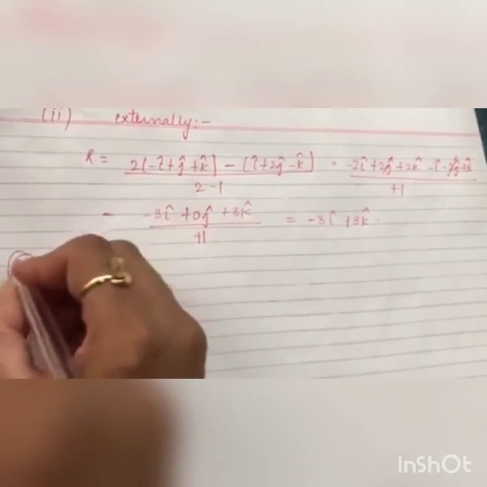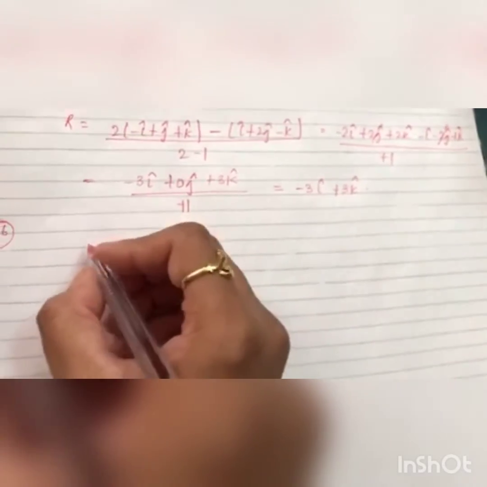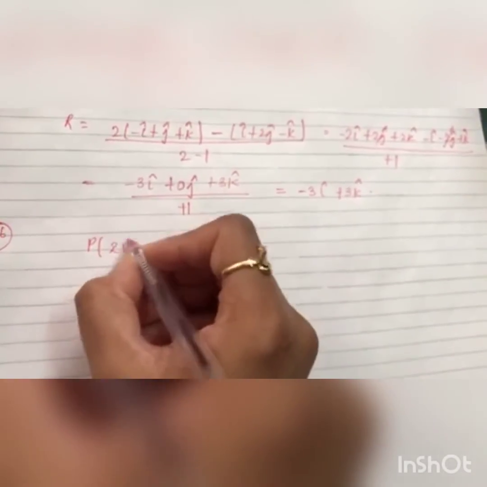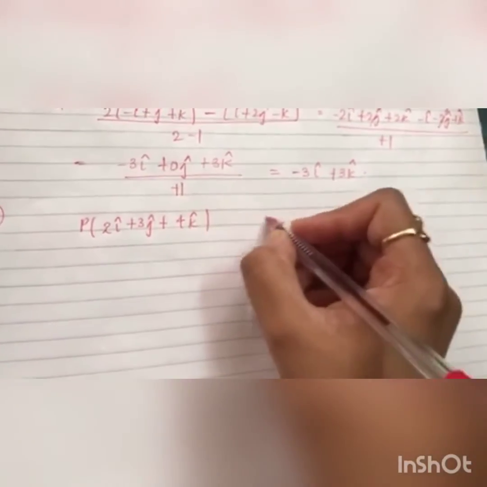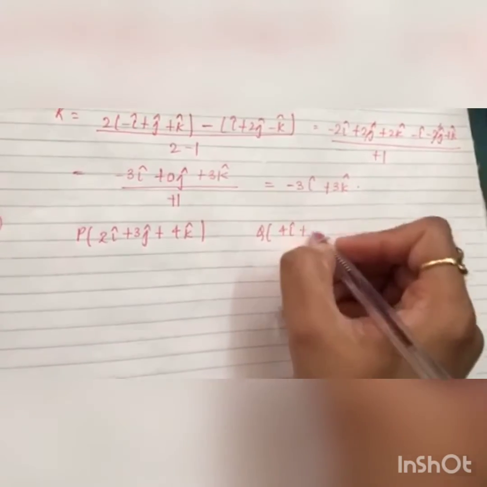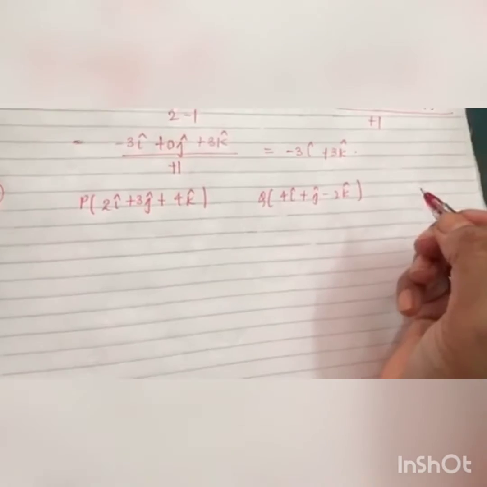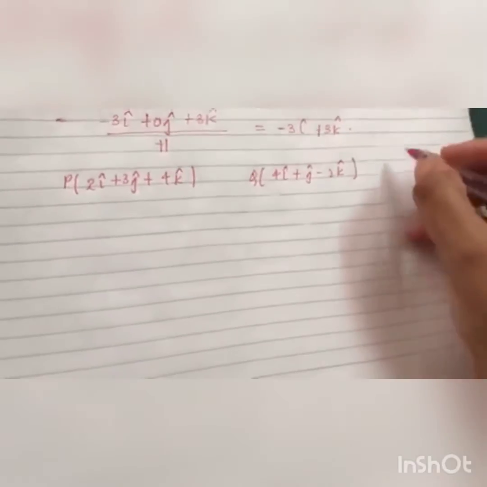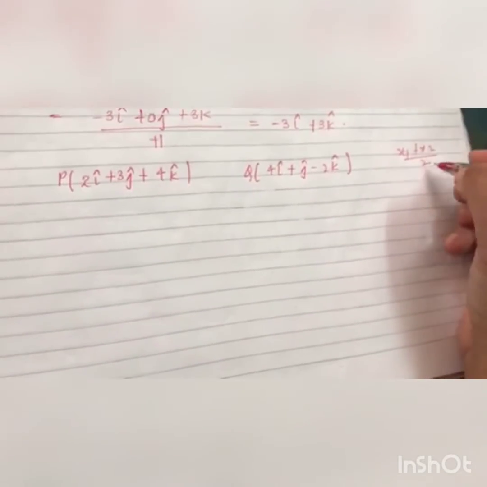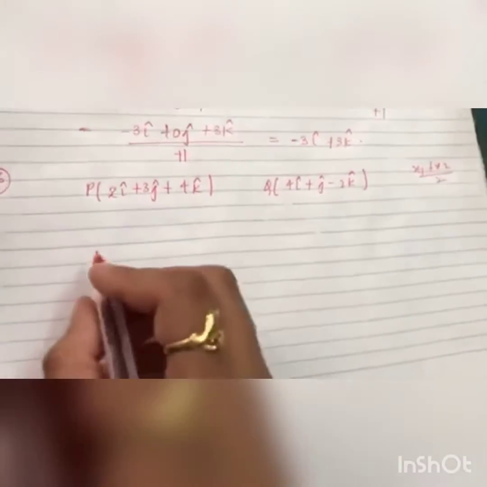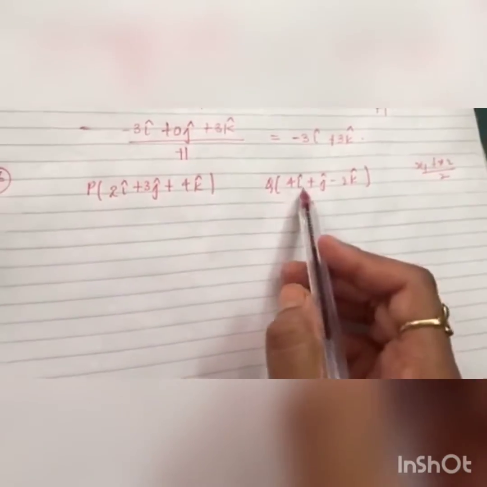Okay. Next is question number 16. Find the midpoint of the vector joining the points. We have a point P, 2i cap plus 3j cap plus 4k cap, and Q is 4i cap plus j cap minus 2k cap. Now midpoint formula was x coordinate plus x coordinate divided by 2. That means it was x1 plus x2 by 2, y1 plus y2 by 2, z1 plus z2 by 2. Similarly, relate x1, x2 with coefficient of i cap, coefficient of i cap.